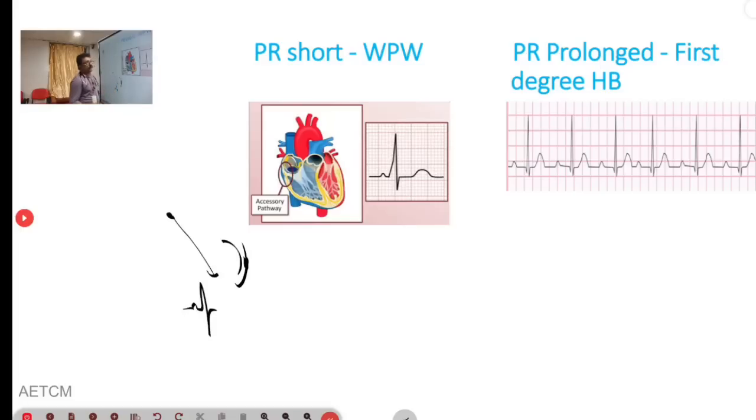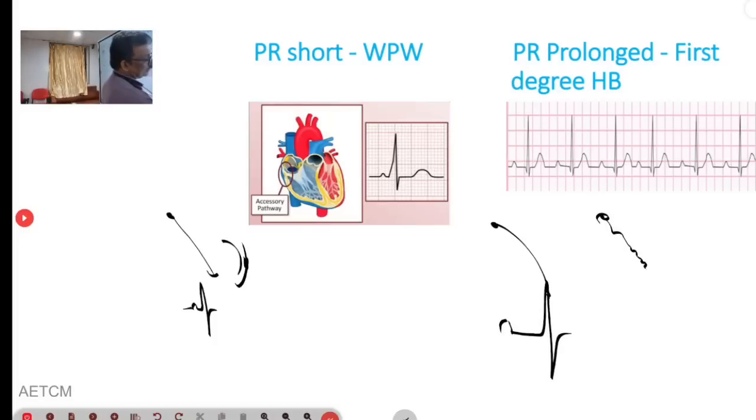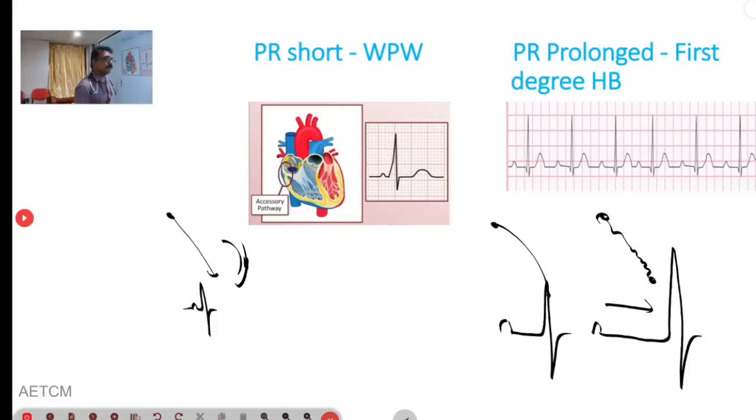Whereas there is a conduction block in first degree heart block. SA node, AV node, it takes like this. P wave, PR, QRS complex like this. But if there is a conduction defect, conduction is slow, what happens? P wave is there. It takes a longer time, then you get the QRS. So the PR interval is prolonged. This is called first degree heart block.